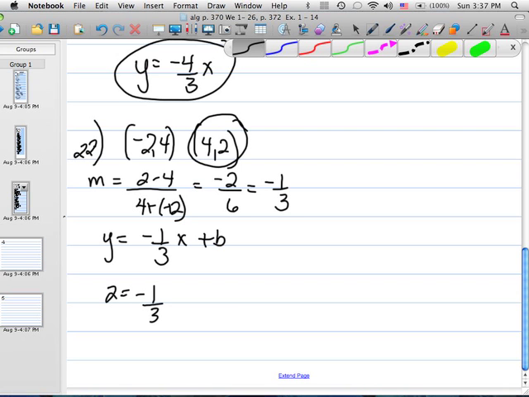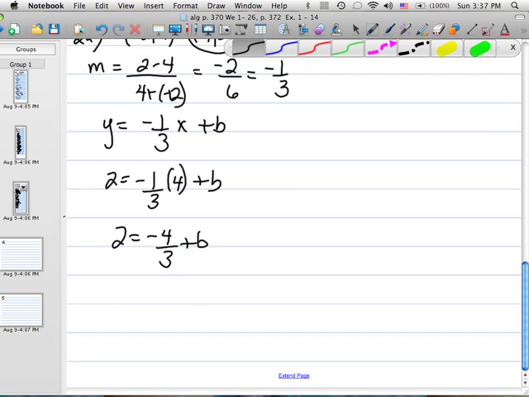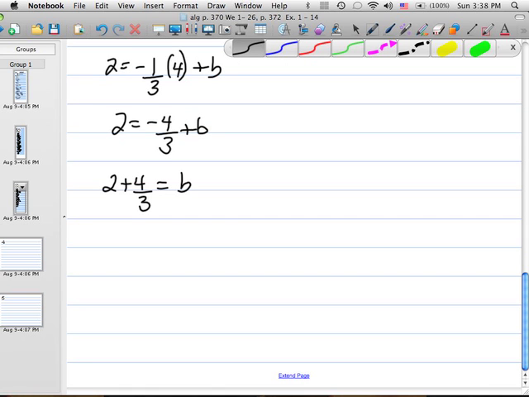2 equals negative 1 third times 4 plus b. So 2 equals negative 4 thirds plus b. So adding 4 thirds, 2 plus 4 thirds equals b. And 2 is 6 thirds plus 4 thirds, equals 10 thirds, equals b. So our equation is y equals negative 1 third x plus 10 thirds.